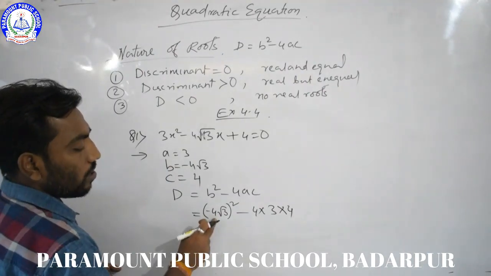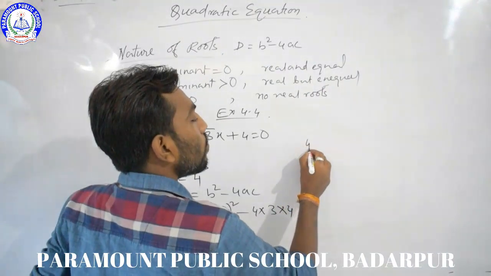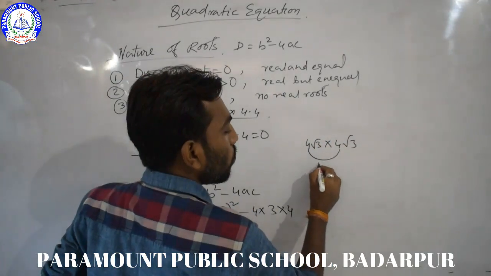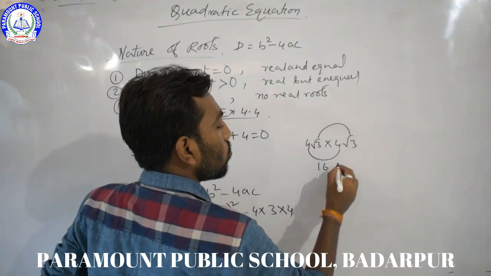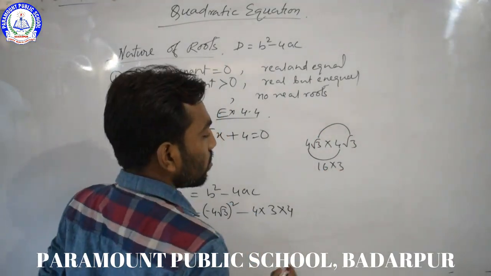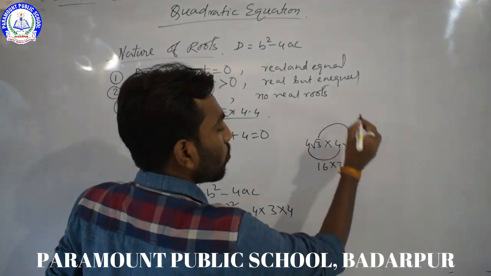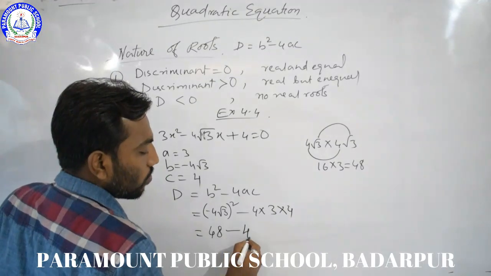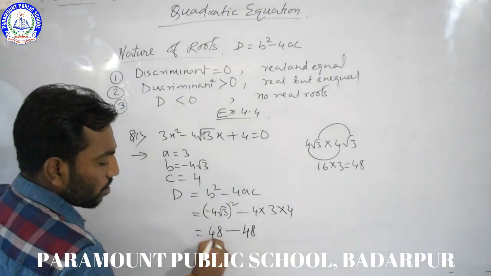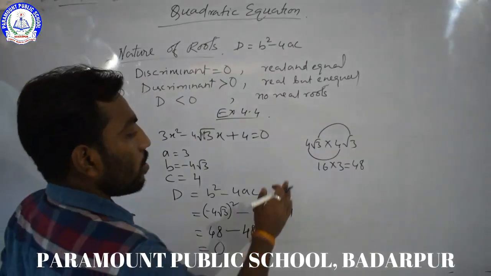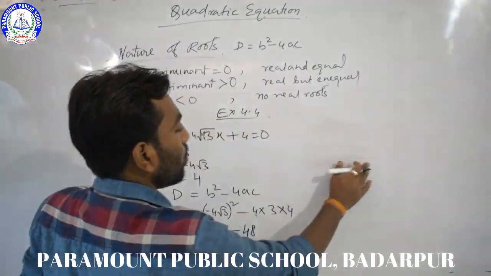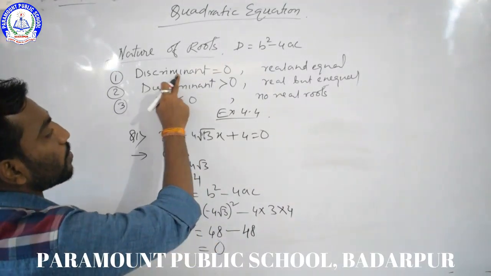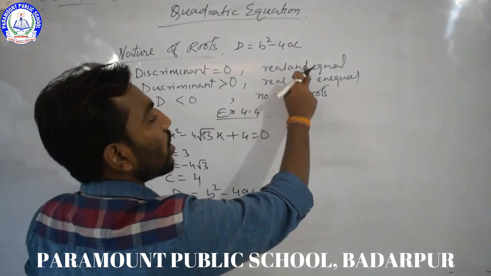So from here we can see 4 root 3 square is nothing but 4 root 3 into 4 root 3. If we multiply 4 into 4 it becomes 16, and root 3 into root 3 it becomes 3. So 16 into 3 is equal to 48. So our value is 48 minus the same value, 48. So our result is 0. From the given three conditions, which one is satisfied? Our discriminant value becomes 0, which means our roots are real and equal.